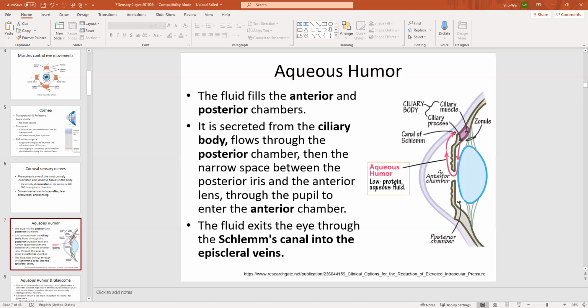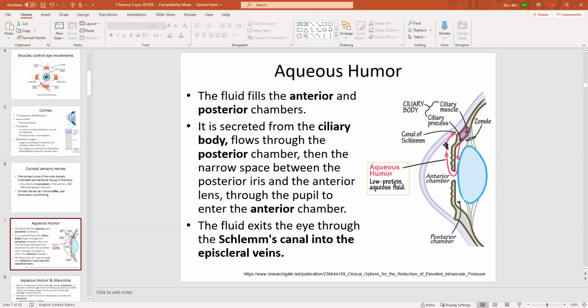What you need to know is the production and the circulation of this aqueous humor. It is produced by the ciliary body. The circulation goes through the posterior chamber, through the pupil, to the anterior chamber, back to the canal of Schlemm, and back to the episcleral veins. So that's this circulation.